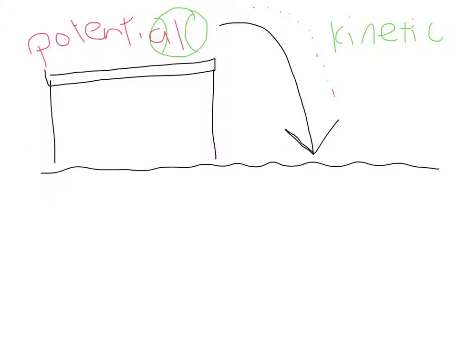So anything that is up high will have potential energy because it is being stored. It has the potential, the ability to do something, to fall down, but it hasn't done it yet. And once it is falling down in the process, it will have kinetic energy.